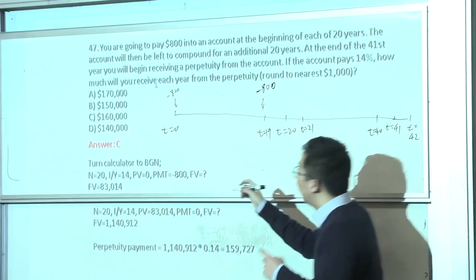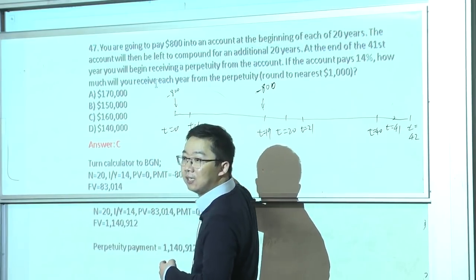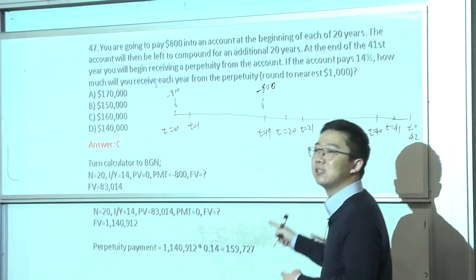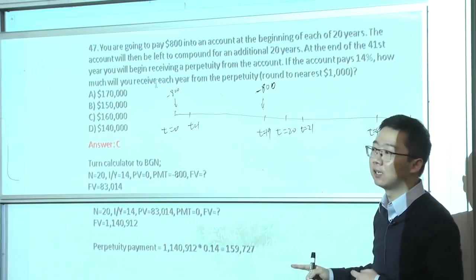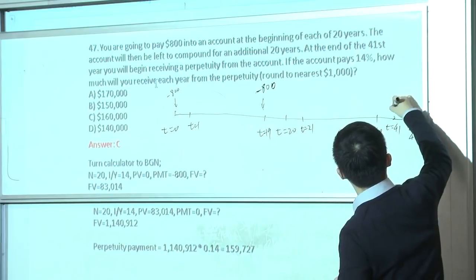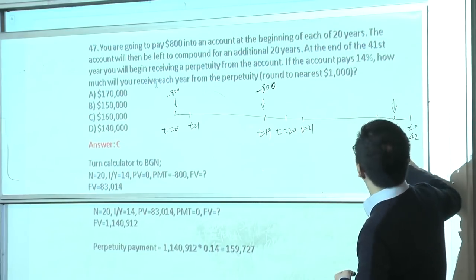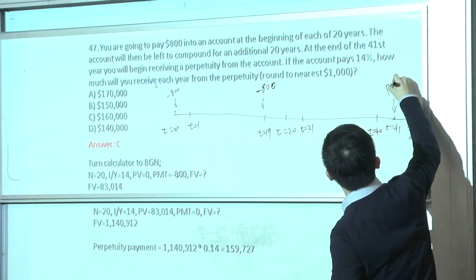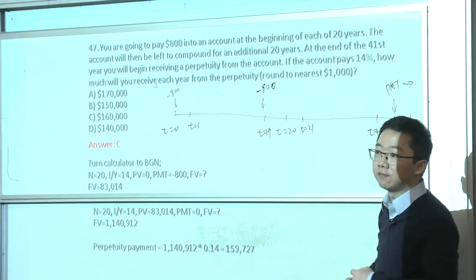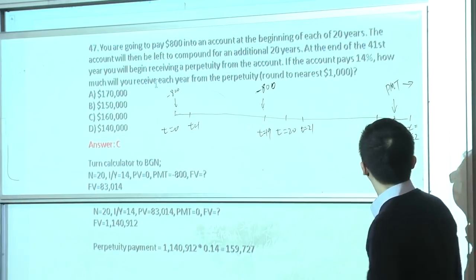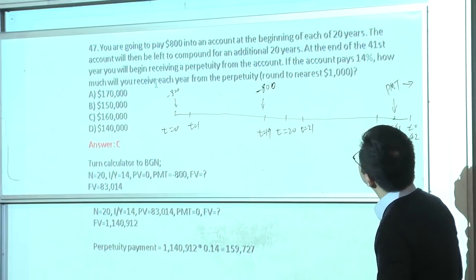So remember, the end of the first year is T equal to 1. T equal to 2 is the end of the second year. So T equal to 41 is the end of the 41st year. Okay, right? It's right here. At the end of that, you're beginning to receive a perpetuity of some amount. Let's say it's PMT. And it goes on forever from that on. Okay, from T equal to 41. It goes on forever. All right.